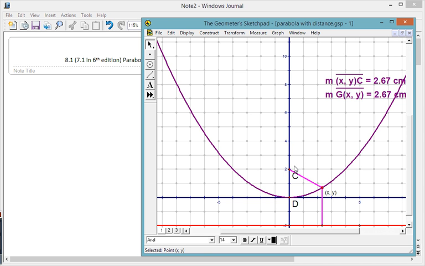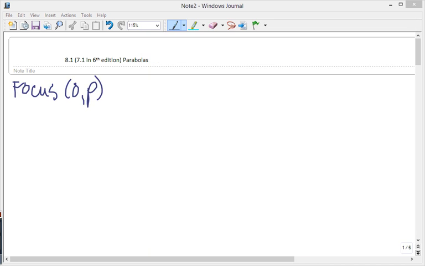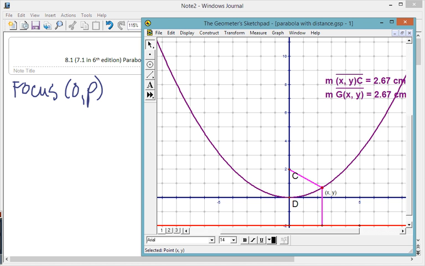Now, this point right here, this focus, has the point, the ordered pair, over 0, up p. Okay, so the focus is (0, p). The directrix, you notice, is down p. So the directrix is a horizontal line, and it would have the equation y equals negative p.